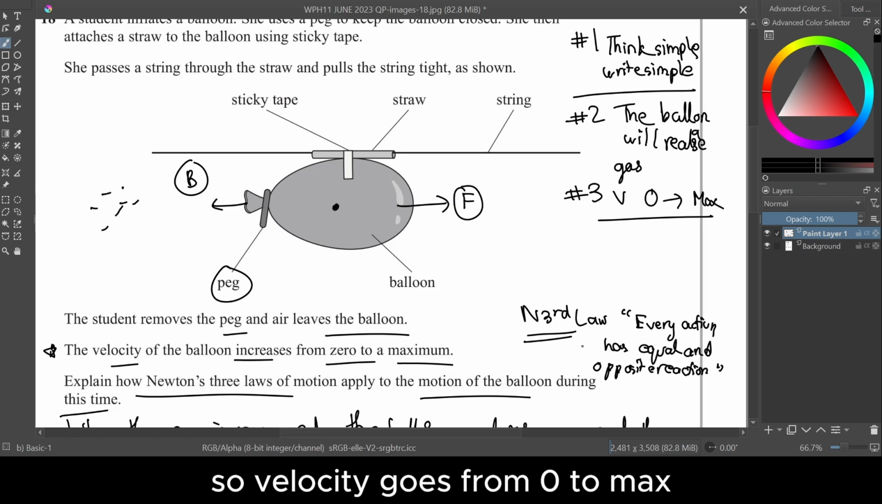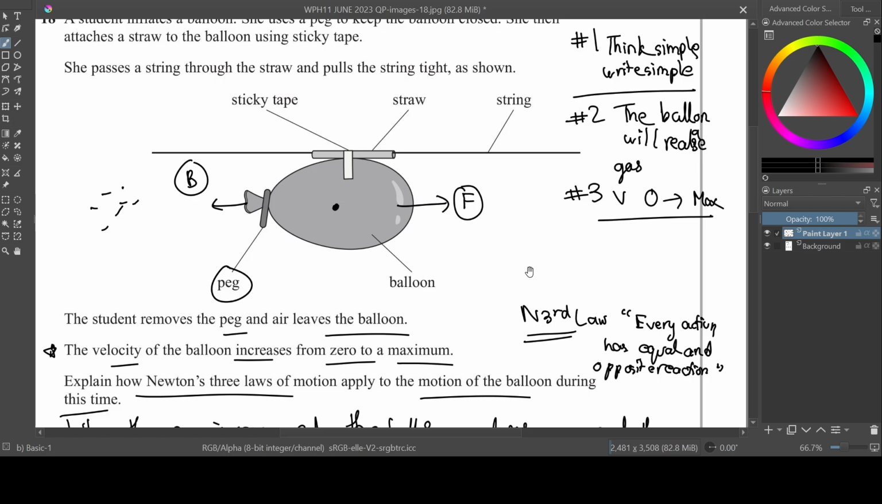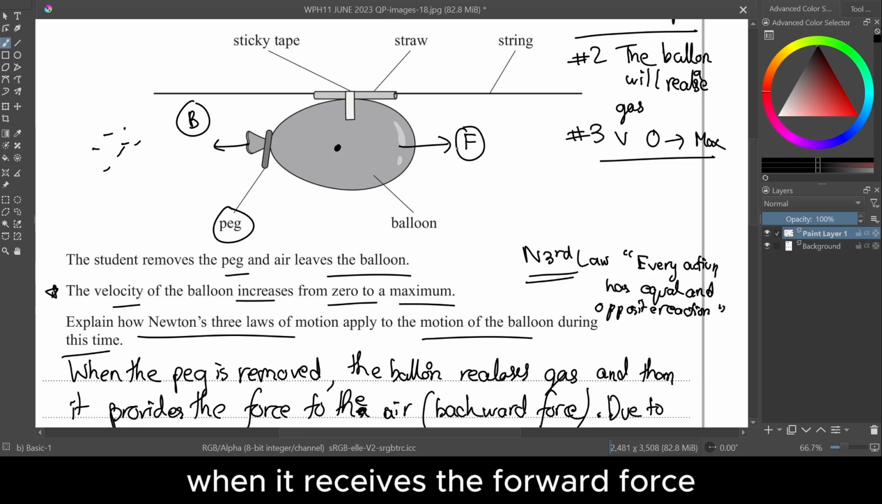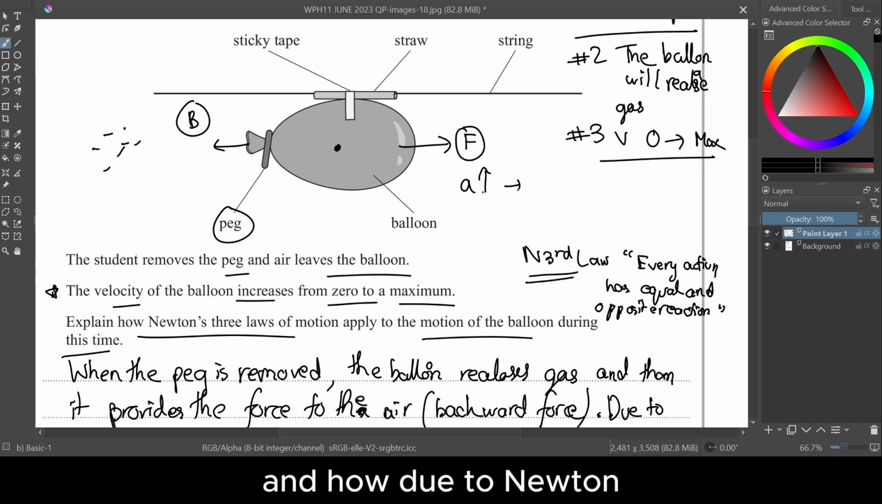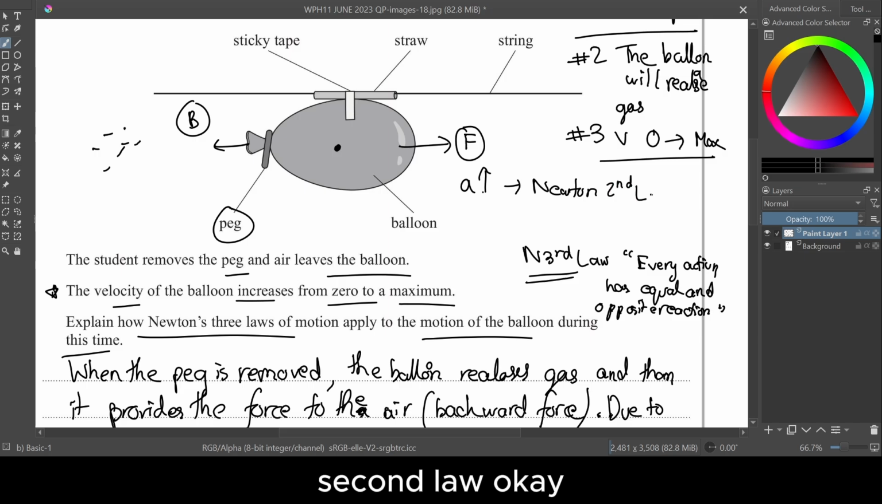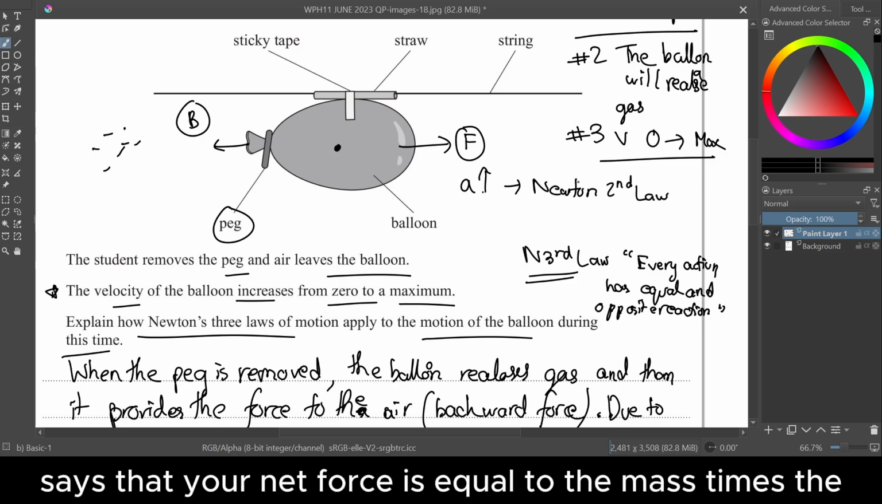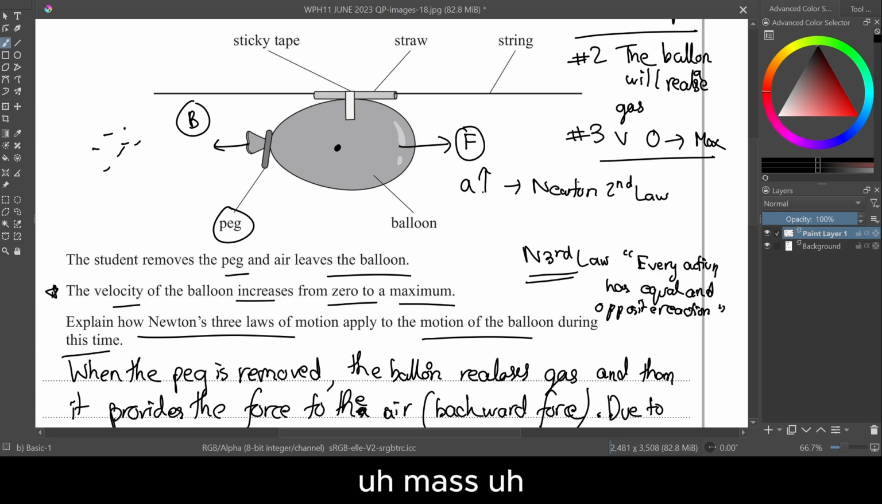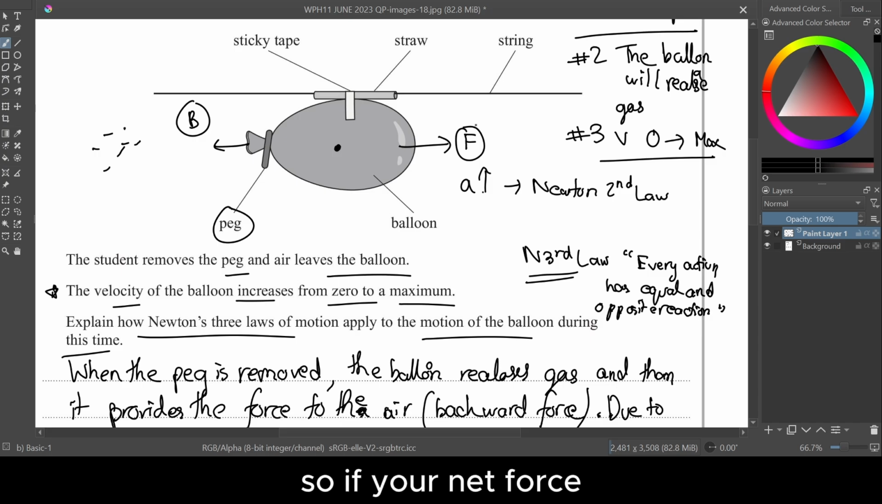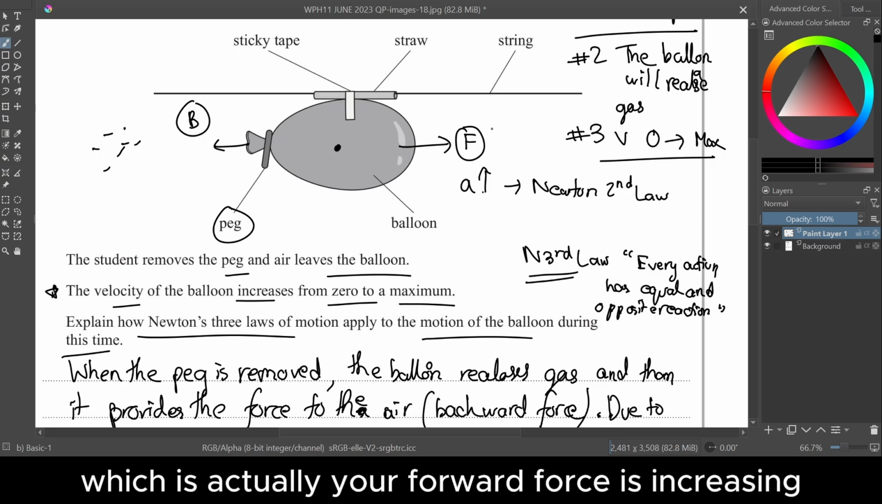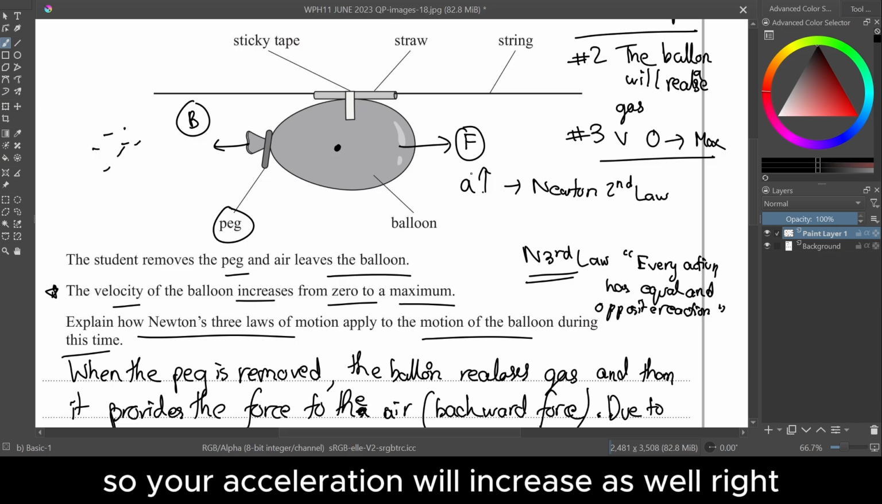So velocity goes from 0 to max. When it receives the forward force, acceleration will increase as well, right? And how? Due to Newton's second law, which basically says that net force is the product of mass times acceleration. So if your net force, which is actually your forward force, is increasing, your acceleration will increase as well, right?